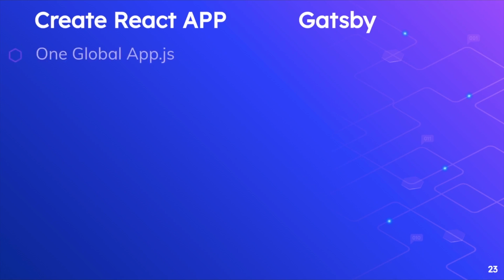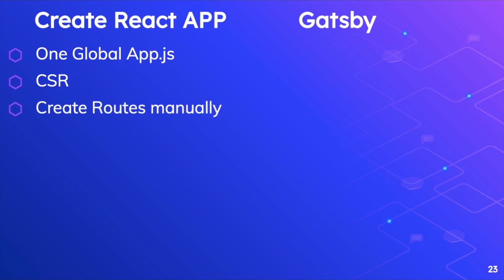So Create React App has just one global app.js, and if you have to deal with server-side rendering, you'll actually have to do it yourself. So it provides you with client-side rendering. Okay, so you have to write your server-side rendering if you want to do it, and then it creates routes manually, which means you need to create your own routes.